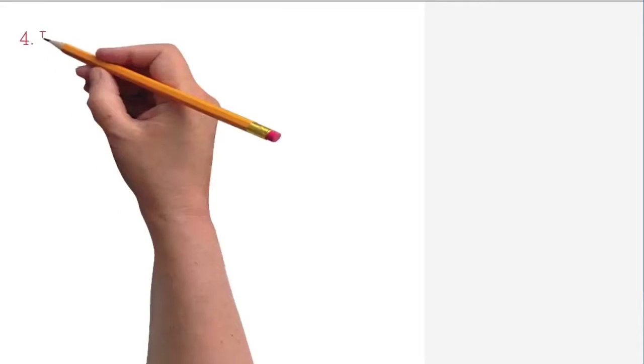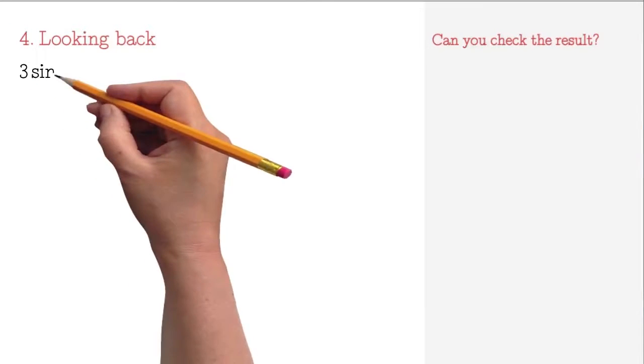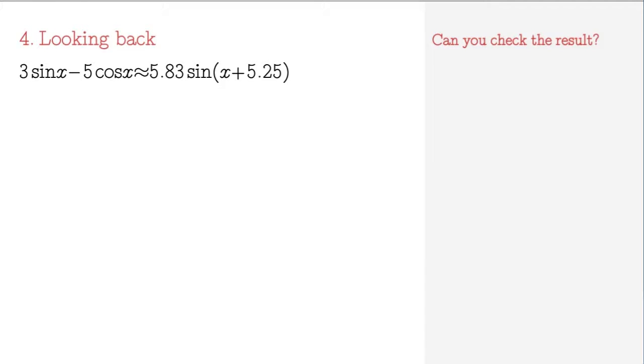The last step, according to Polya, is looking back. The first question to ask is, can you check the result? Our result is 3 times sine x minus 5 times cosine x is approximately equal to 5.83 times sine of x plus 5.25 radians. How can we check this result? This is supposed to be true for any x, so we can pick a particular x and check.